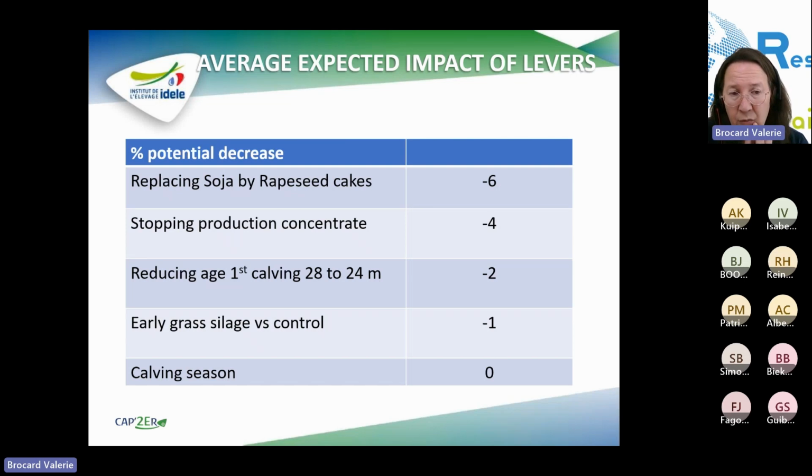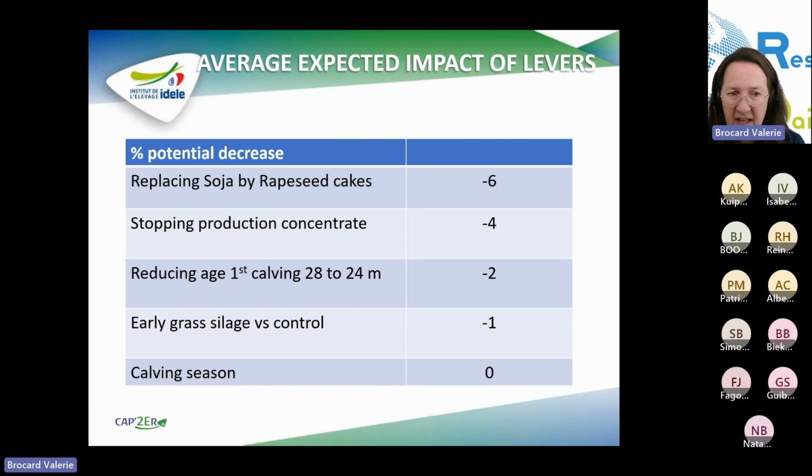On the paper, the most efficient lever to decrease the carbon footprint in our production system, in our background, was to replace imported soya by rapeseed cakes. It could decrease the carbon footprint by 6 extra %. The second lever was to stop the production concentrate, so cereals or compounds, and then reducing the age at first calving down to 24 months or using only early grass silage also had some impacts, but lower impacts.